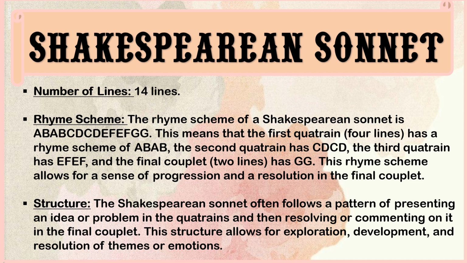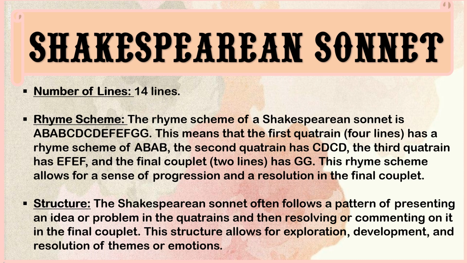Now, while the sonnet form had originated in the 13th century, Shakespeare brought it to us in the 17th century, right? Apart from that, the Shakespearean sonnet is also known as the English sonnet. There are 14 lines in this form of sonnet as well. The rhyme scheme is there for you.